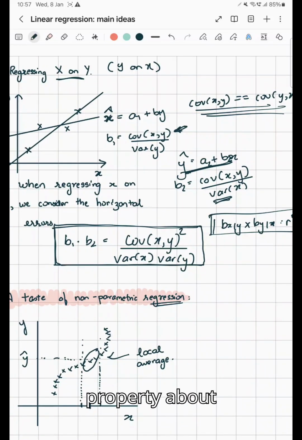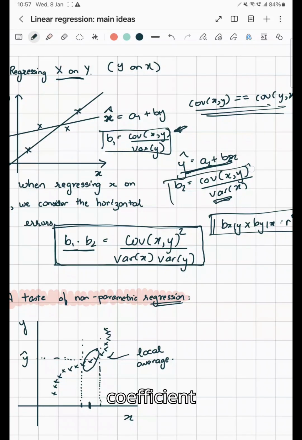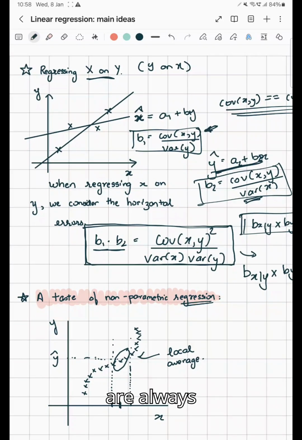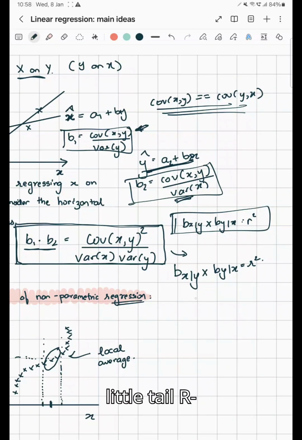There's an interesting property about this, and I have included it just to give you that aha moment. This leads to a formula in which b1 times b2, this coefficient times this coefficient, gives Pearson's correlation coefficient squared. Let me write it a neater way: b of x given y times b of y given x is equal to r squared. And these lines are always different from each other unless r squared is equal to 1.